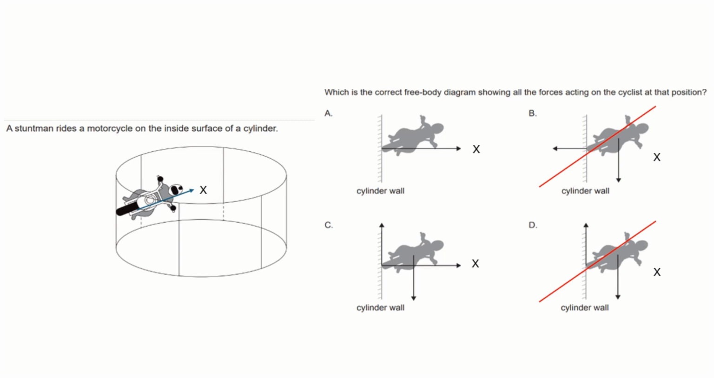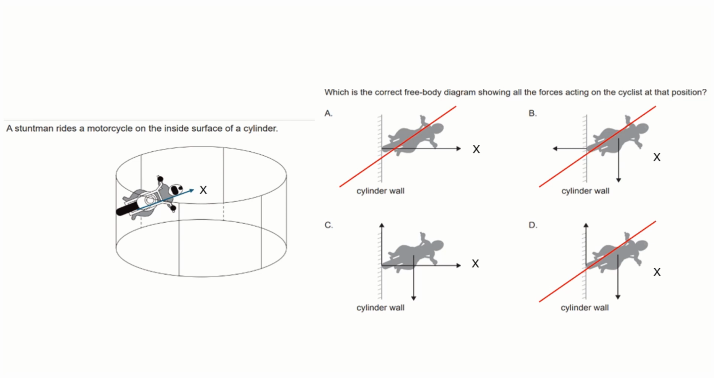Both of them include the normal reaction force, which is pointing towards the center. That's fantastic. But what A ignores is the weight and the friction. Now, in this case, the weight and the friction are balancing each other so that the resultant force is towards the center. So that's the kind of tricky thing about A and C.